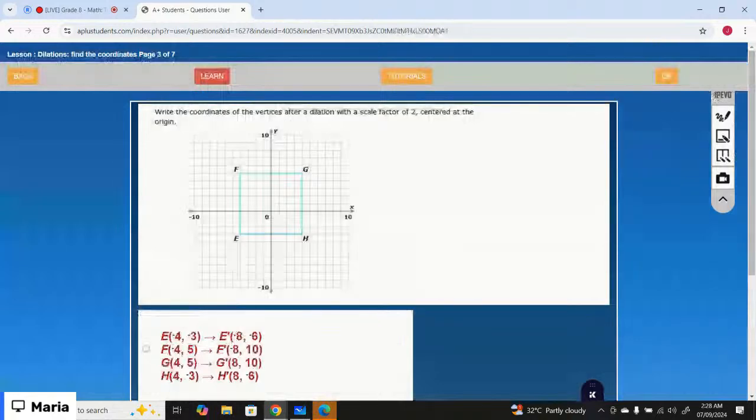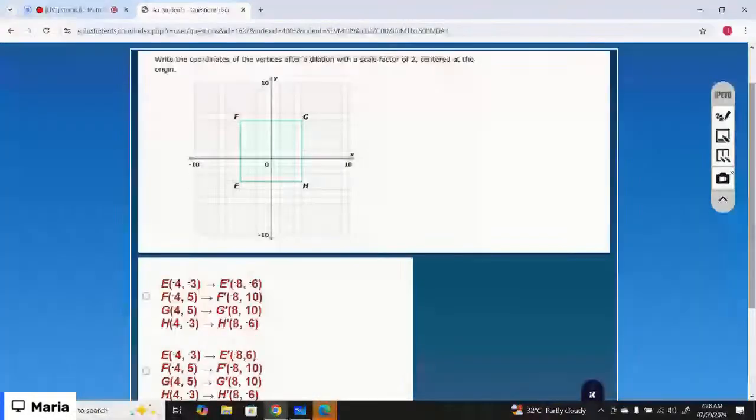Write the coordinates of the vertices after dilation with a scale factor 2 centered at the origin. So which is the correct option? Option number 1 is the correct option, right?